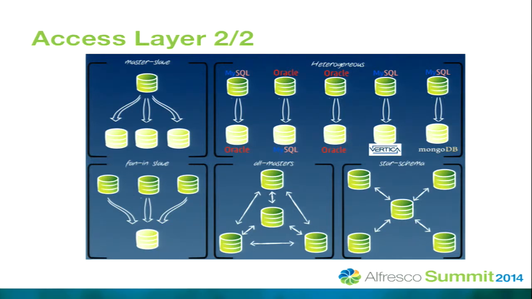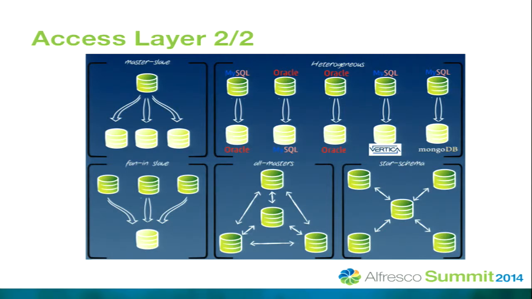We can have one master writing into many slaves, heterogeneous databases writing into each other, or providing the same form of database. We can have many master databases writing into the same slave. We can have many databases replicating in each other or in a star topology.